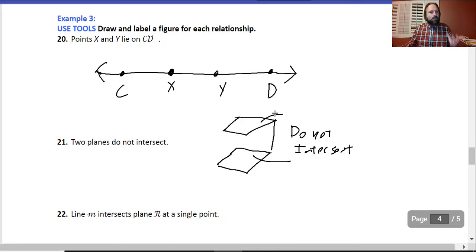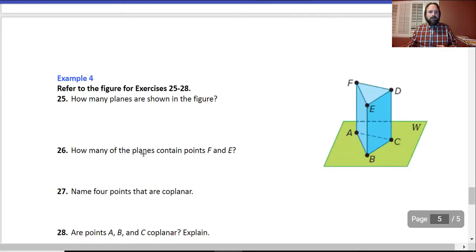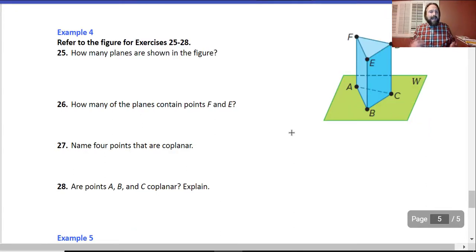So, just draw and give an example of the situation. That's what you have to do for these ones. Let's go on. Now, this last one, example 4. Oh, there's actually example 5, so let's do this. So, basically, how many planes are shown in the figure? Let me do the first one for you.